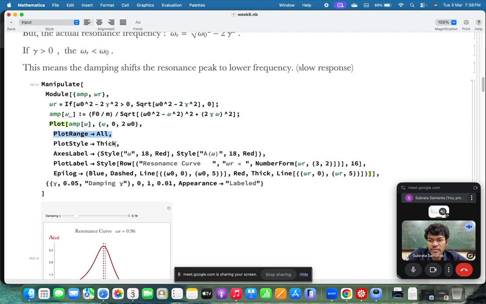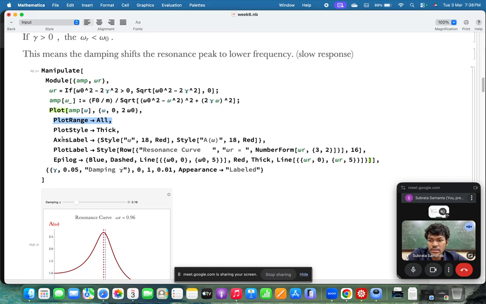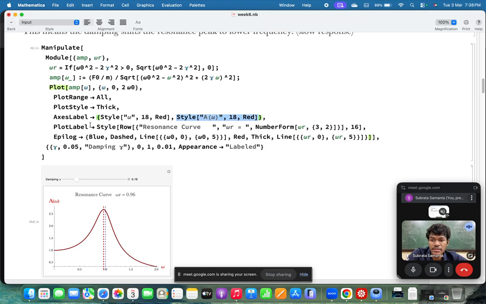Then for plot style I choose Thick so that the line width is large enough to be visible. Then I choose the axis labels. So this is the x axis label, omega, with a red color, and this is the y axis label, A(omega), with a red color, and this is the plot label, resonance curve. And this is omega r, because omega r basically varies, so you calculate omega r using these expressions.